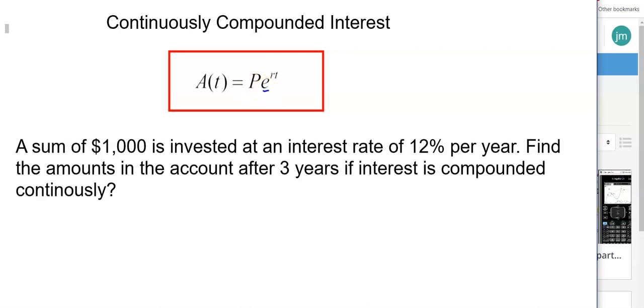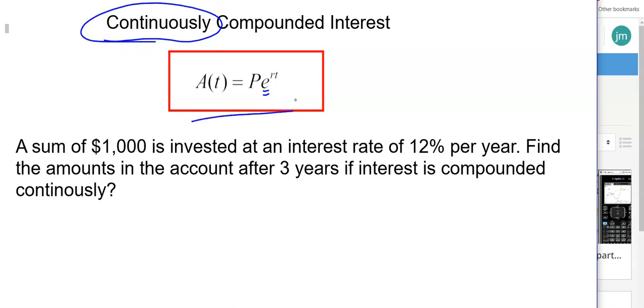So e is actually not a variable there. That's Euler's number. That's 2.71828. Your calculator can just type it in. But that's part of our formula here. So this is a formula only when compounded continuously. So this is a special formula because our other formula can't handle continuous compounding.